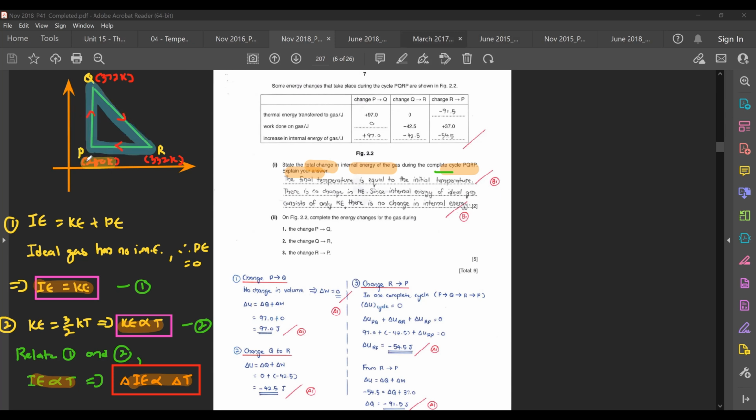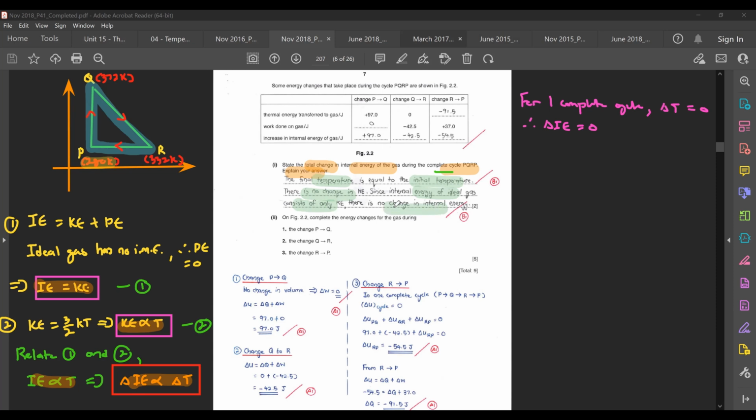So what you could say here is that for one complete cycle, your temperature change is 0. Therefore, your change in internal energy should be 0. If you look at your answer that's written here, it's actually telling you that. The final temperature after going through one cycle is equal to your initial temperature. There's no change in your KE. Since internal energy of ideal gas consists of only KE, there's no change in internal energy.